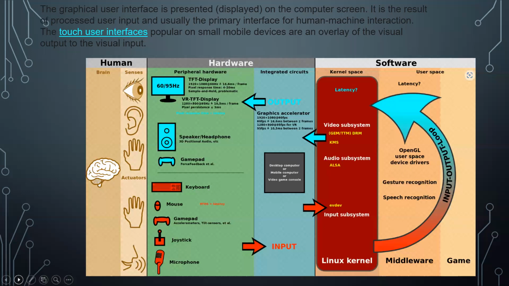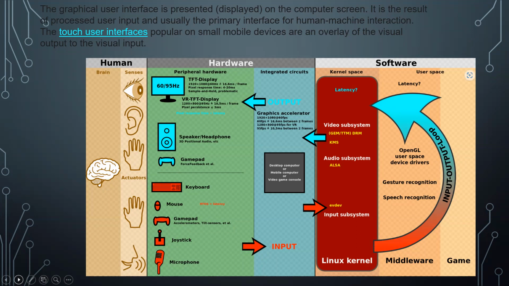The graphical user interface is presented on the computer screen. It is the result of processed user input, usually a primary interface for human-machine interaction. The touch user interface, popular on small mobile devices, is an overlay of the visual output to the visual input. So here we have human, hardware and software. Let us see how all these components are useful in the user interface design.